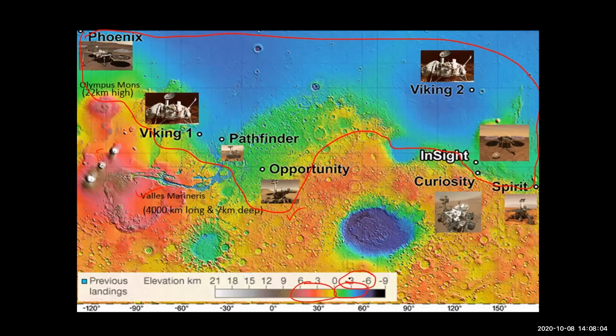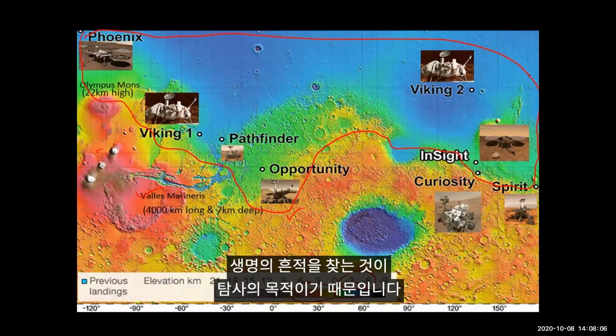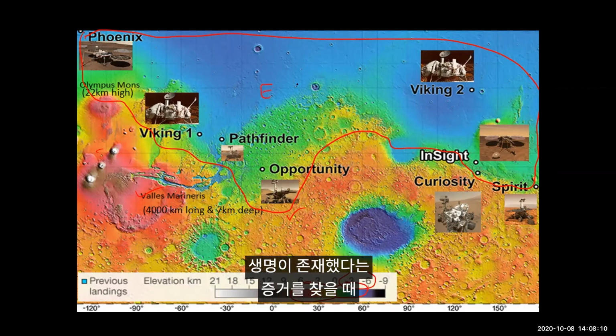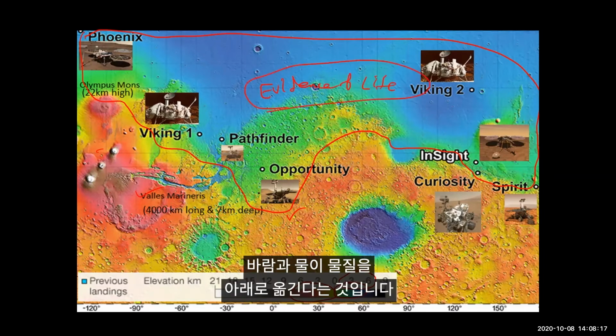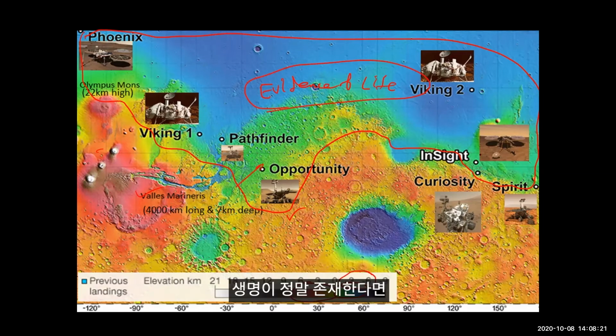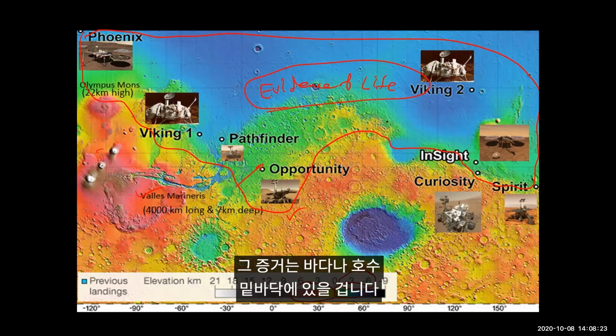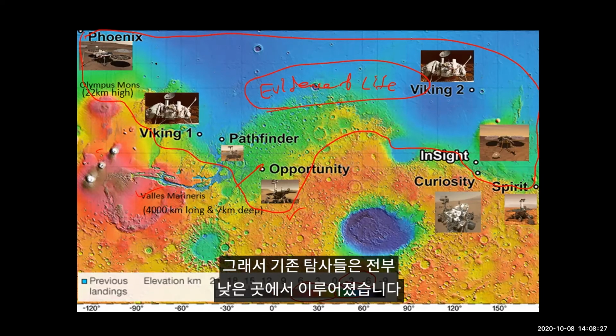Because the purpose of the missions is finding evidence of life. If you're looking for evidence of life, more likely, we know that wind and water will bring material downward. Of course, if life ever existed, I think the evidence should remain at the bottoms of the oceans and lakes. That's why all the previous missions were heading to lower elevation areas.